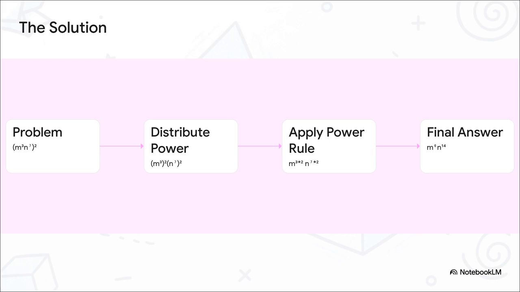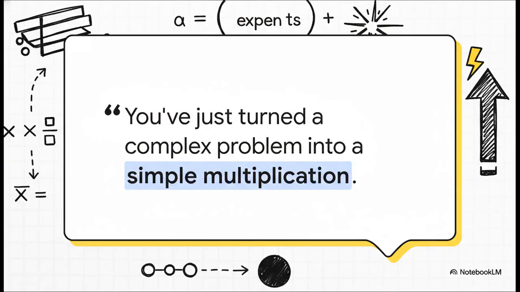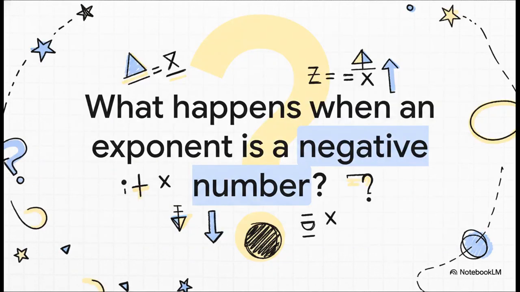How did you do? And that right there is the magic of this rule. You have learned how to take a problem that looks kind of complicated and turn it into a couple of simple multiplications. That is an awesome tool to have in your math toolbox. So you've totally nailed how to handle powers of powers. But what happens when one of those exponents is a negative number? Now that is where things start to get really interesting, and it's the perfect next step in your algebra adventure.